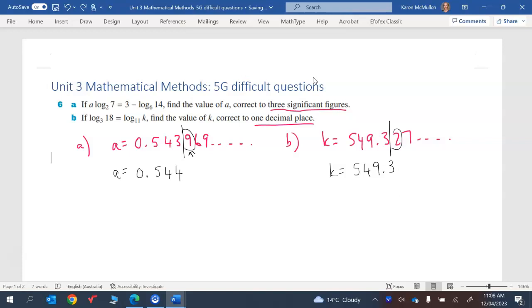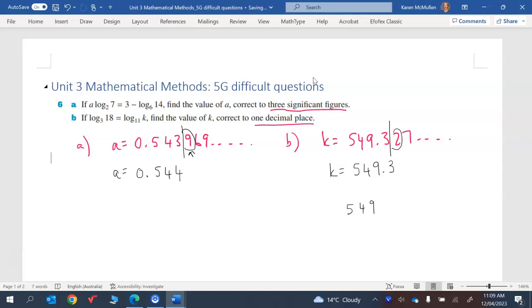Now, that's decimal places. If I was doing significant figures, you start at your first non-zero number. So our first non-zero number is 5. If we were doing 3 significant figures, it would just be 549. There's no decimal places because I've already done my 3 figures.